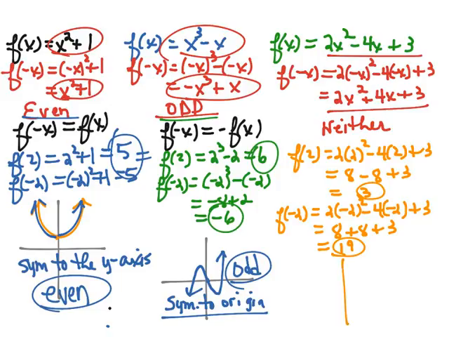If you go back and you look at this graph, you end up with a parabola that has a vertex at about 1, 2. And I can see that this function is not symmetric to the origin, it's not symmetric to the y-axis, so from the graph I can tell that this is neither even or odd.